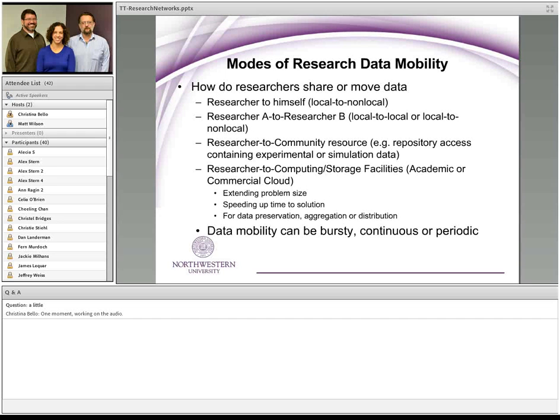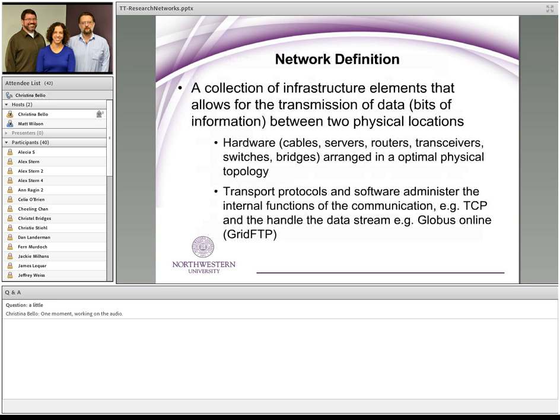Now, all of these things are contingent upon, in order to share, move data, for whatever reason you move the data, you need to actually push this data through a network. So it is important for us to just give you a very broad definition of what a network is. A network is a collection of infrastructure elements that basically takes the data and allows them to be transmitted from one location to another. And what are the main 2 constituents of that?